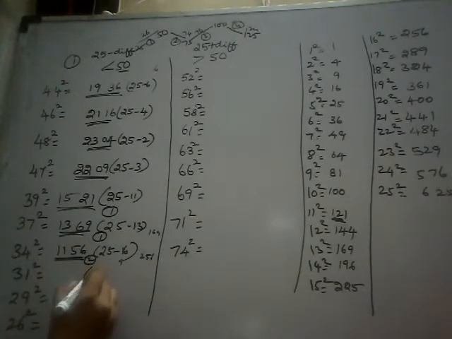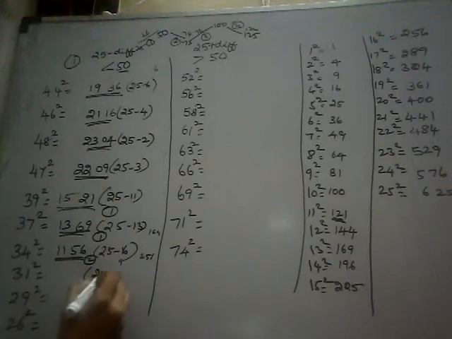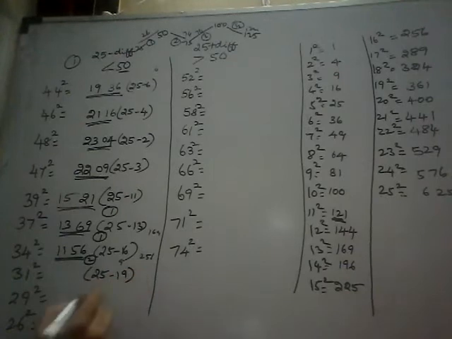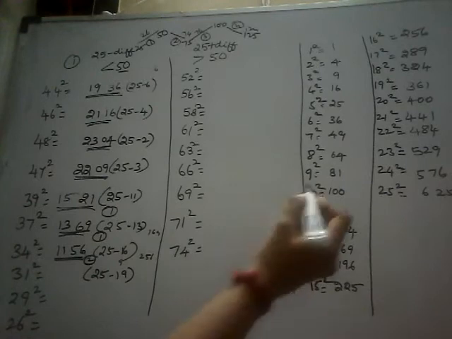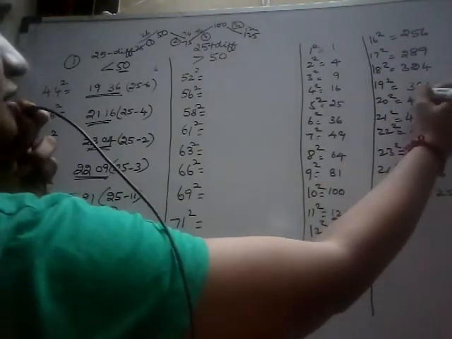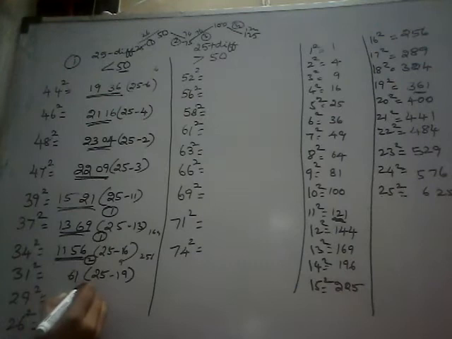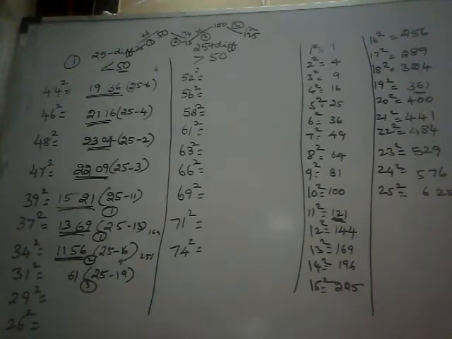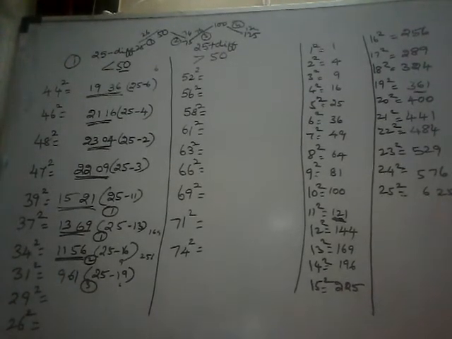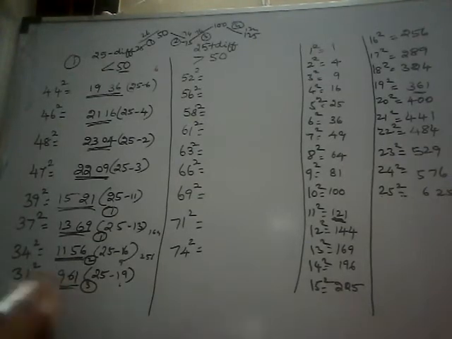Same like that, 31 square. How much is the difference from 50? That is 19. 19 is the difference. So subtract here 19. What is that 19 square? Just now we saw 19 square is 361, right? 61, 3 in the carryover. Now what is 25 minus 19? That is 6. 6 added to this 3, 6 plus 3, that is 9. 961 is the answer for 31 square.